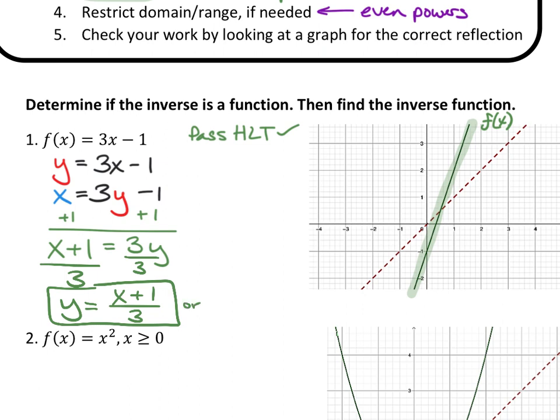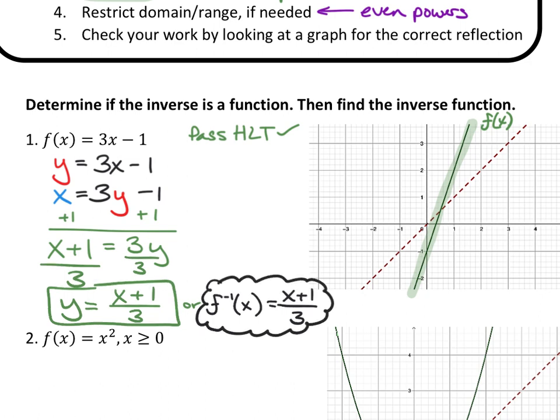Another way this might be written, now that it is an inverse though, is to switch that y for the inverse symbol that we used earlier. Basically putting back function notation instead of just having it as x or y equals. We like this. This is a nice finish of a math question.